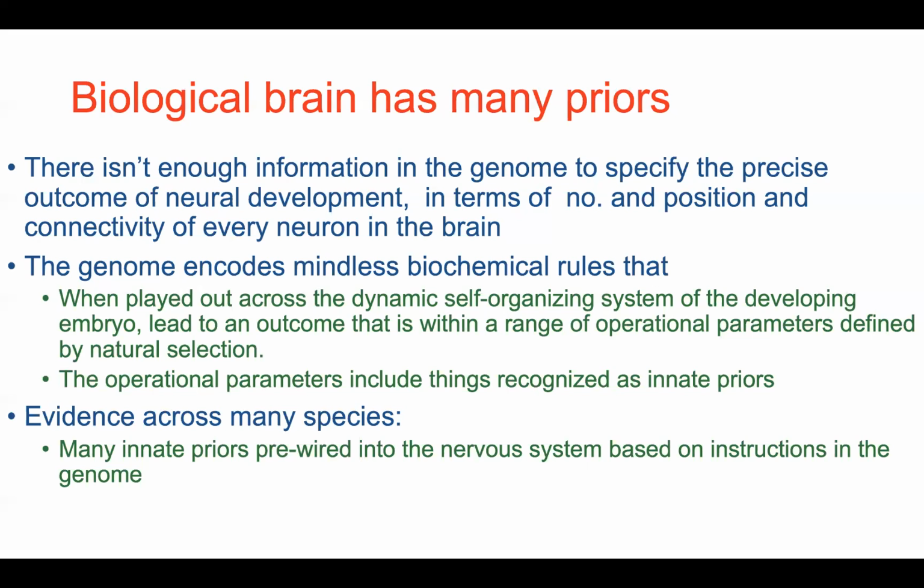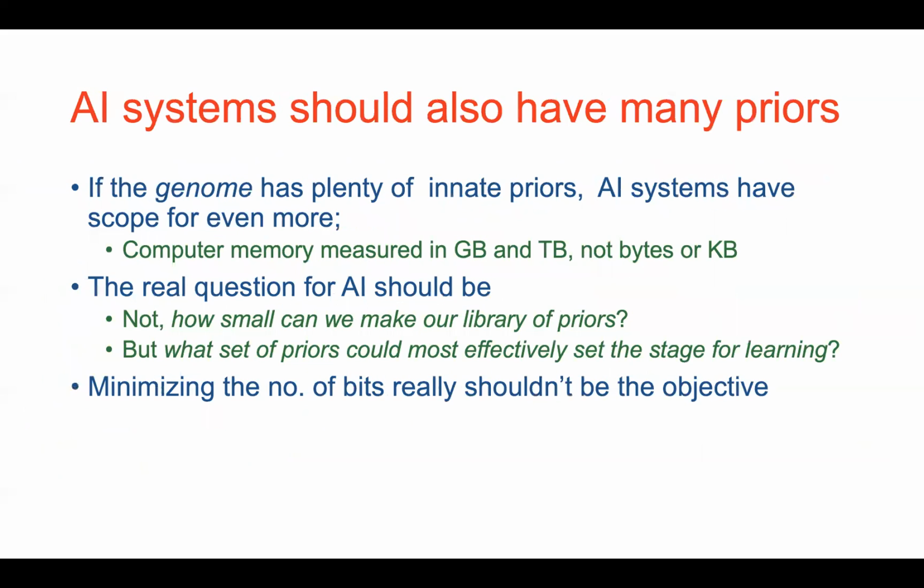There is a certain structure to it, certain knowledge built into it, and it builds upon that on all the real world experience we get. So the argument here is AI systems should also have many priors. We can't say it's got to be only these things. It can know about convolution, number of layers, number of units per layer. So you can't say it is just this or the learning rate, right? If the genome has plenty of innate priors, AI systems have a scope for even more.